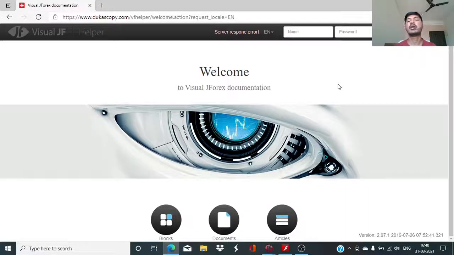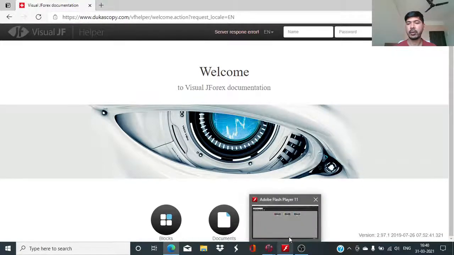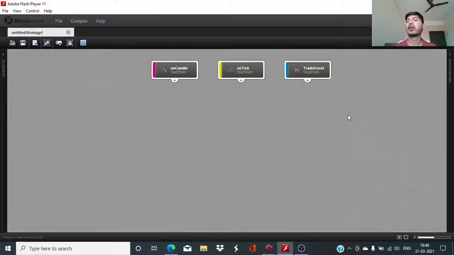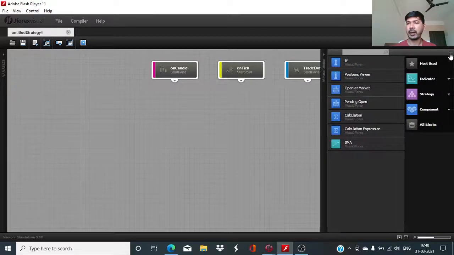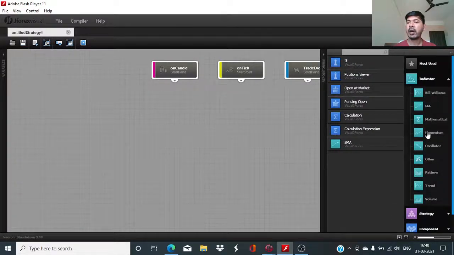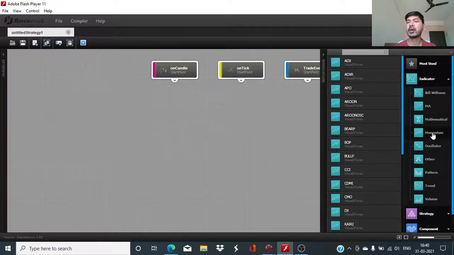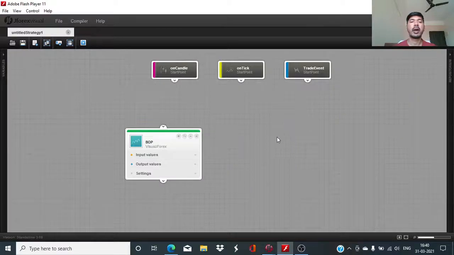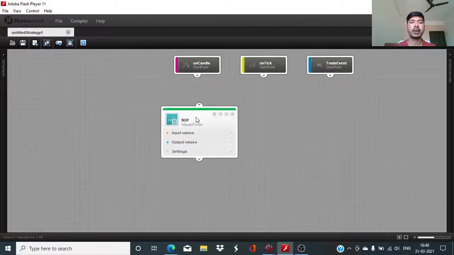In today's session of Visual JForex, I will be starting afresh with the demonstration of the algorithm development using the indicator named Balance of Power. So let us now go to the Visual JForex board, which has been developed by the Dukascopy Bank SA. You will find this indicator listed amongst the momentum indicators just below the Bear Power, and it is fairly simple to understand.